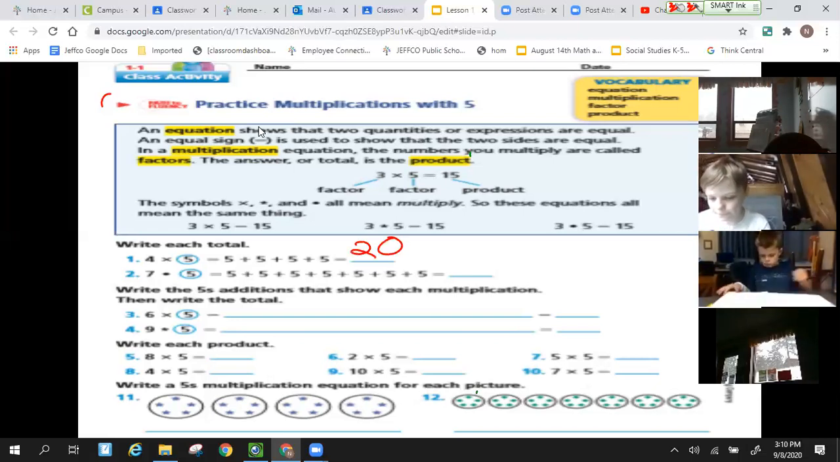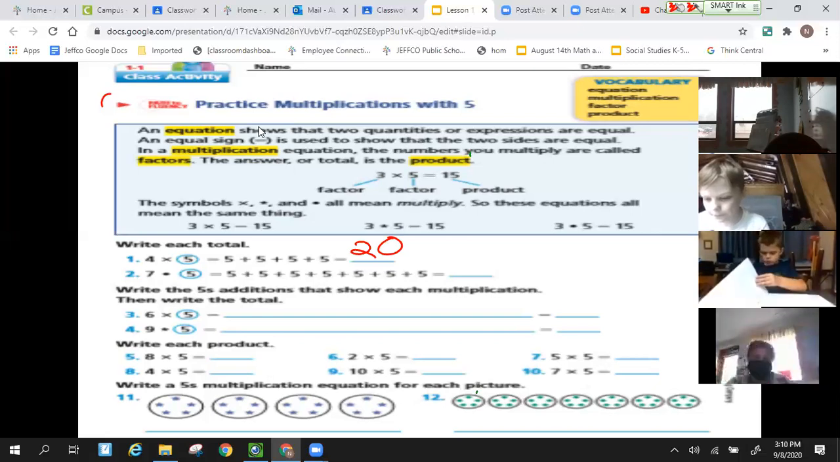Excellent. Okay, now let's try 7 times 5. And notice the symbol's a little different. Now we have the dot. That's the same as 1, 2, 3, 4, 5, 6, 7 fives, you're adding them. You could put 7 fingers up and count by 5s. What would the answer be? Paxton.